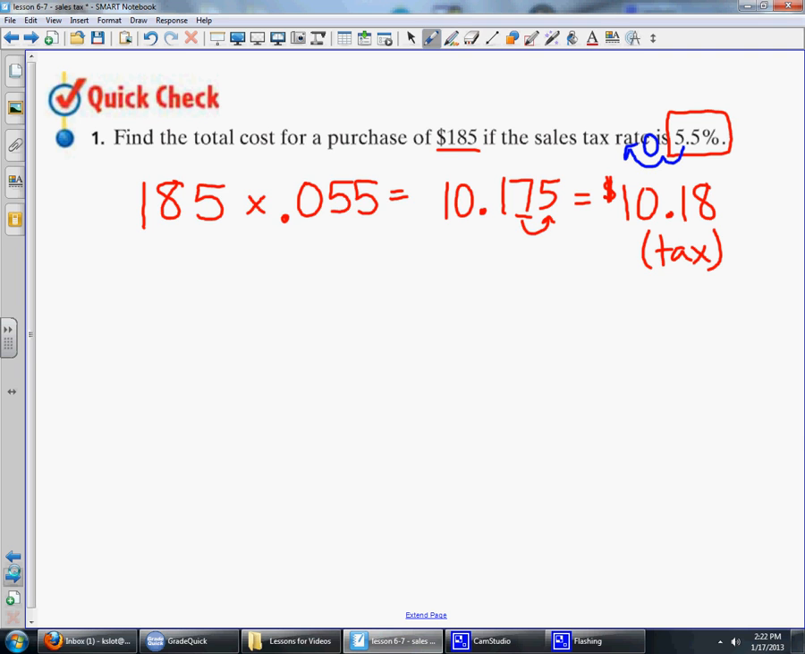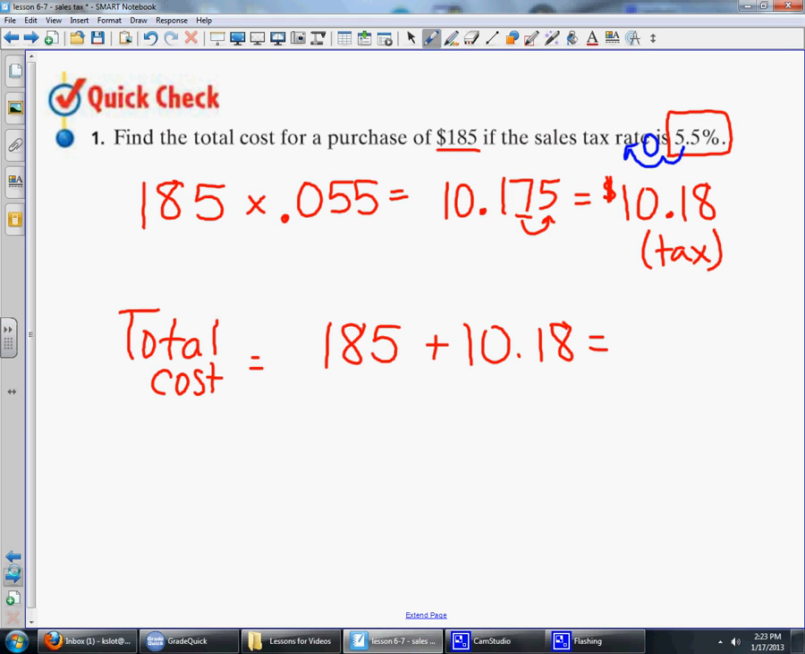So to find your total cost, you're going to take your sale price, which is $185, and you're going to add to it your tax, which is $10.18, and your total is $195.18. That is the cost for a purchase of $185.